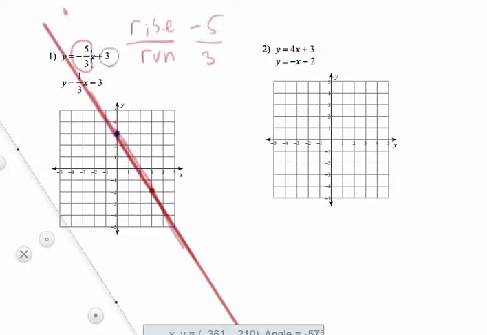I'm going to look at my second equation. And notice the y-intercept here. I'm going to circle it in a greenish color. It's negative 3. Now be careful. We do have to notice: is it negative or positive? It's negative 3, so I'm going to put a dot on my y-axis at negative 3.